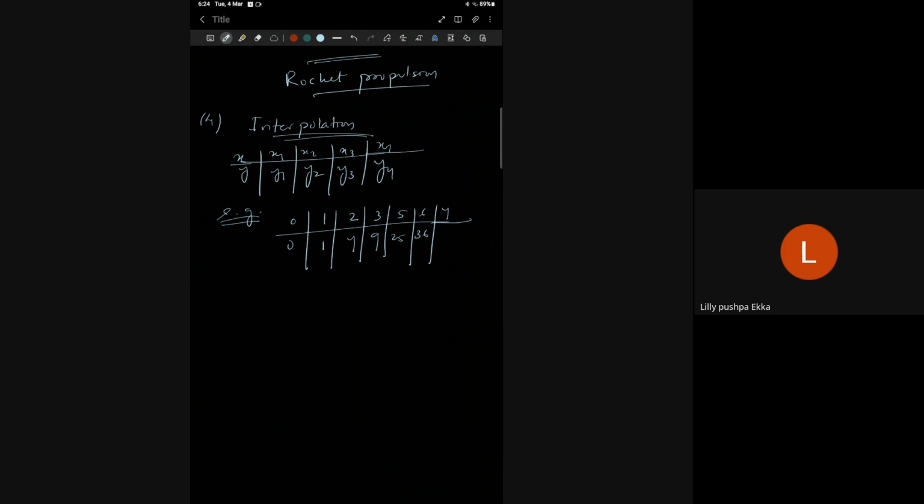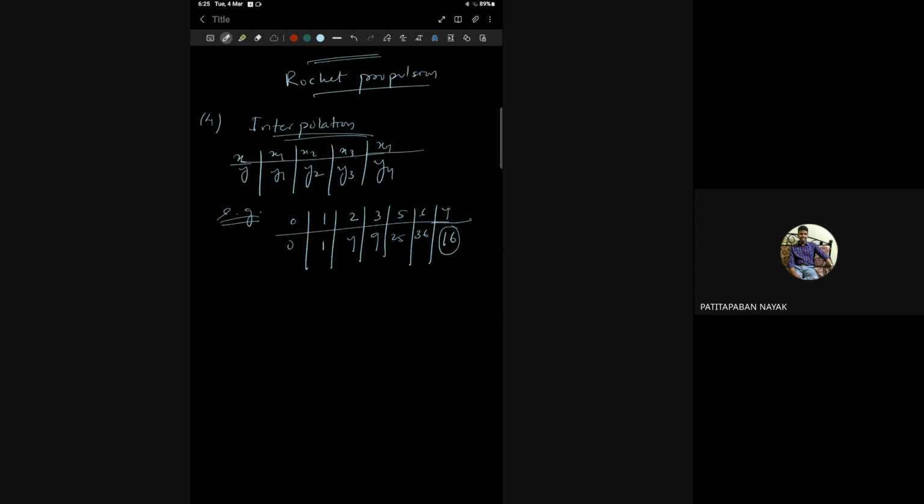Anybody tell me what will be the y value for 4? 16, right? Yeah, it's 16. So how do you know it's 16? By seeing the relationship. For 2 it's 2 into 2, or 2 square. For 3, it is not 3 into 2, but rather 3 into 3. For 5 also it is 5 into 5, and 6 into 6. So it has to be 4 into 4, 16.